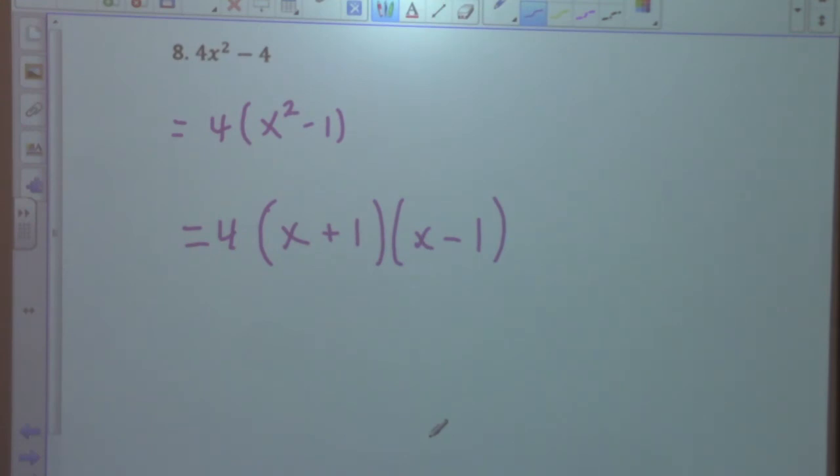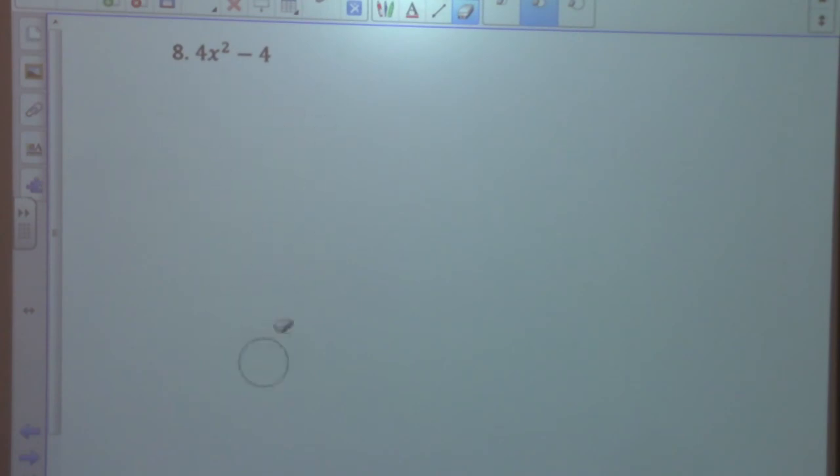Siggy had a different approach here, and let's talk about that because I think it's worthwhile to figure out what's going on. What he noticed is that this thing actually is a difference of squares, isn't it? As is, before factoring out a greatest common factor. So this can be rewritten, and this is what I saw in Siggy's paper. It said, okay, square root of 4x squared is going to be 2x, and then we have plus or minus, and then square root of 4 is 2, and so that's it, right?